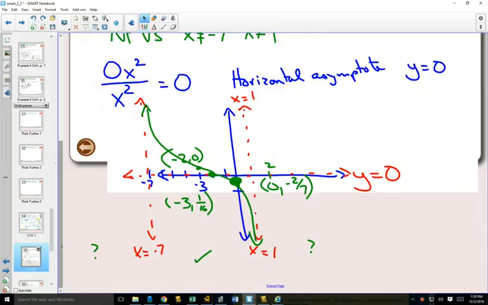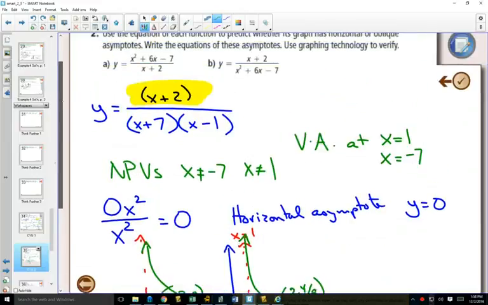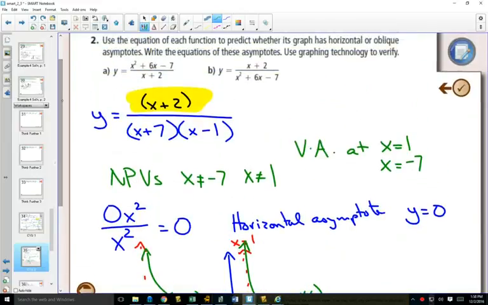So we have the point 2 comma 4 9ths, and once you know that it's in that section, this part of the graph is going to look like that. Well, the only way it would cross is if there was an x-intercept. And we found that the only x-intercept was -2, because that's the only place where our fraction equals 0 at the top.